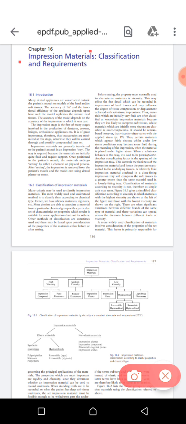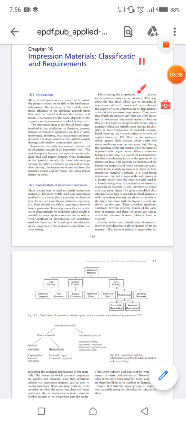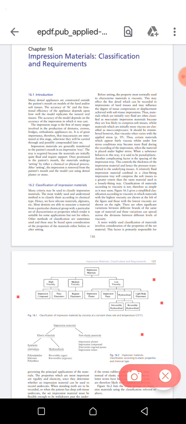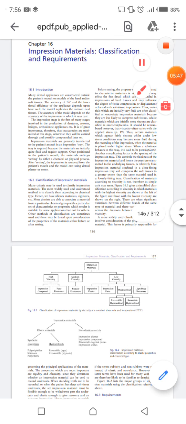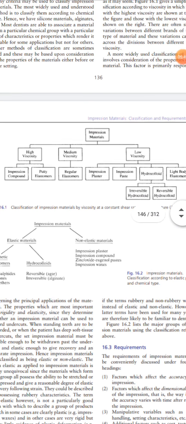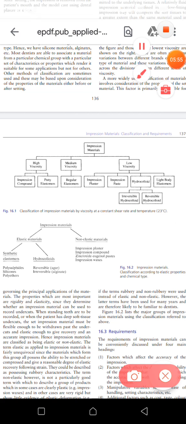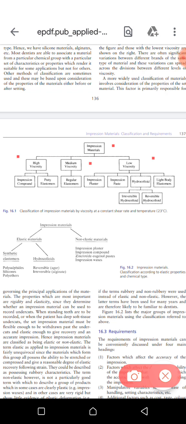And after setting, you have the flow chart in this book. Let me show you this. This chart is really important, according to viscosity. As you can see here, there are impression materials, and according to viscosity, there is high viscosity, medium viscosity, and low viscosity.